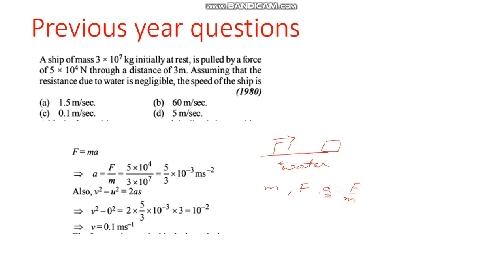Once you get the acceleration, it converts into a kinematics question. Initial u is equal to 0, right? So we can find v using v squared minus u squared is equal to 2ax. S is given as 3 meters. So when you solve it, you get 0.1 meter per second. So option 3 is the right answer.